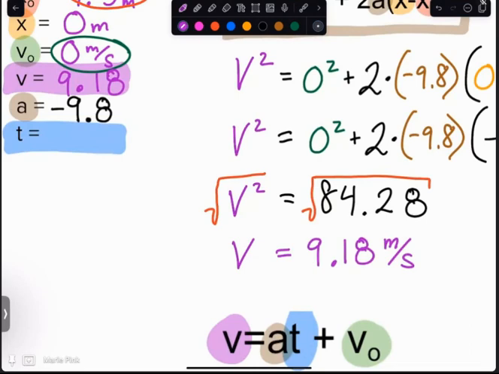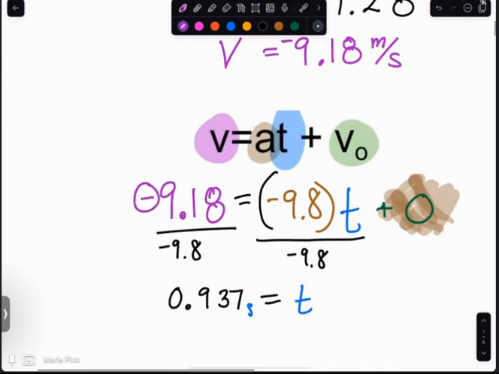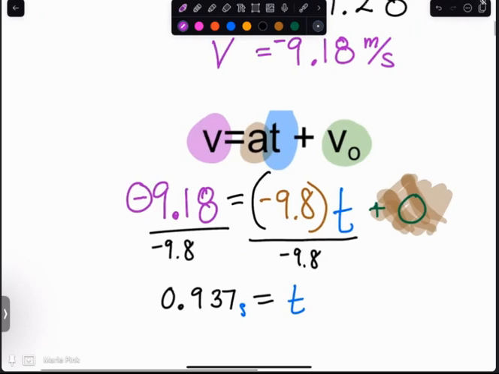Yeah, good question. Okay, so right here, this velocity is technically going down. So this is a negative here. So looking here that this ending velocity is negative because it's going down. So that makes this negative. So that'll make a negative 9.18 divided by negative 9.8. That'll give me a positive number of seconds. So that makes sense.